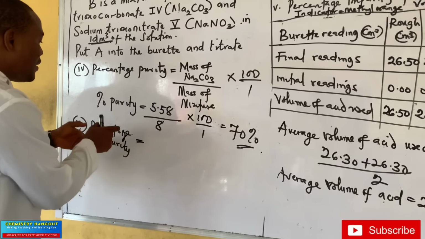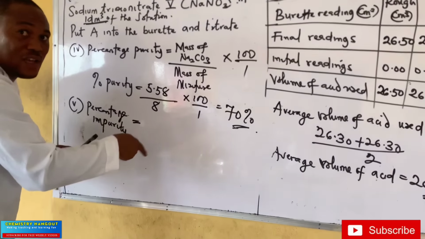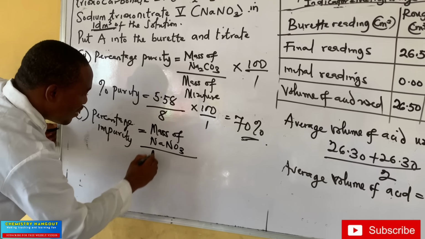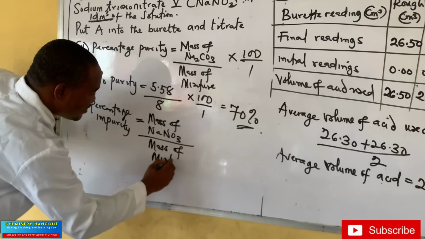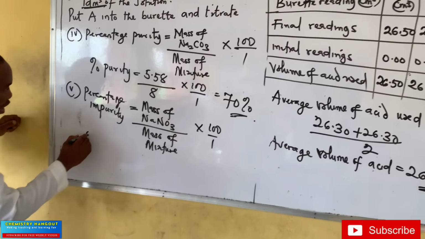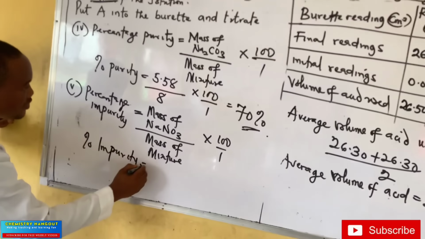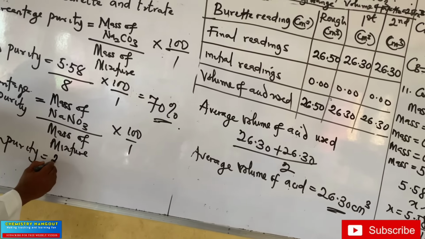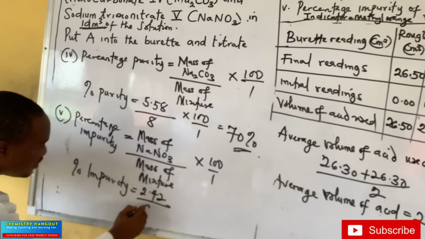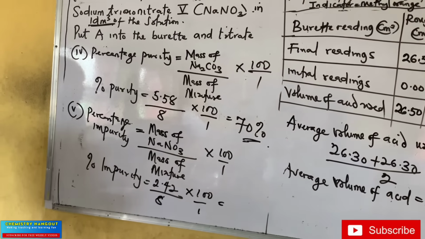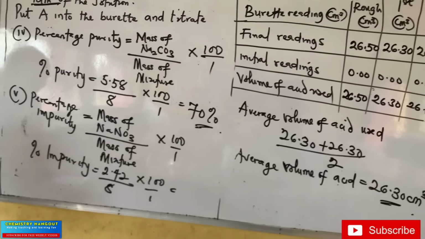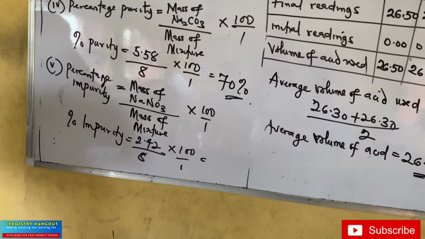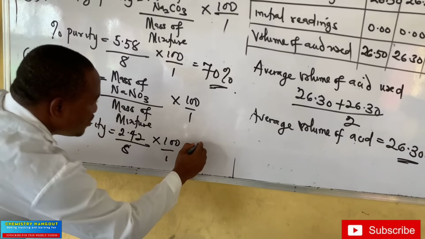But I've said that the mass of the sodium nitrate is 2.42. But let's have the formula so that we can get our formula. So we can say mass of NaNO3 over the mass of the mixture, right, times 100 over 1. So our percentage impurity becomes the mass of NaNO3, I've said that before, 2.42, right? So we have 2.42 over the mass of the mixture, which is 8, times 100 over 1. So you can now use a calculator for that. 2.42 times 100 divide by 8. That's 30.25. We are approximating to a whole number. So 30.25, that's 30%. So it's 30%.